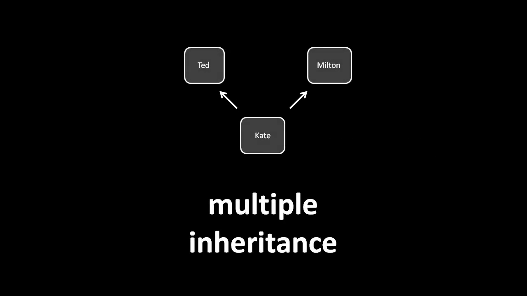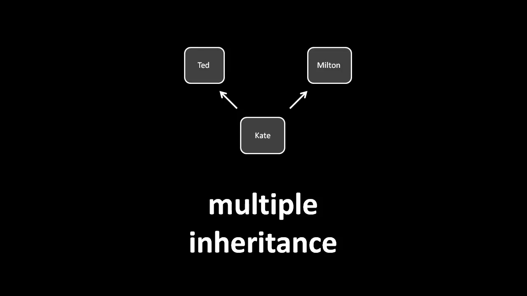In some languages with inheritance, a single class may inherit from more than one class, such that, say, here Kate would grab all the members of both the Ted class and the Milton class. Many other languages, though, like say Java and C#, don't allow this. They only allow single inheritance, such that each class can only inherit from one other class.